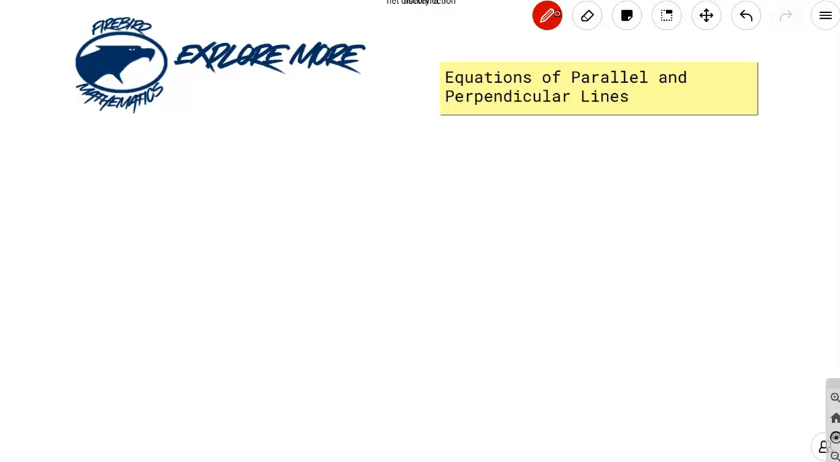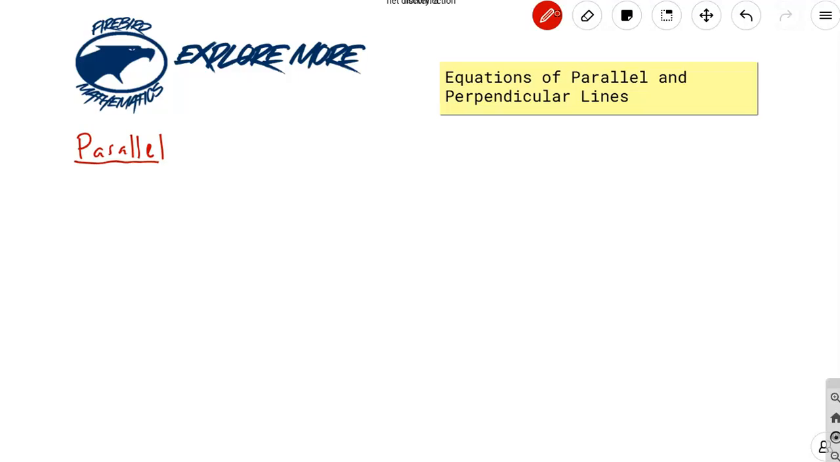So you've been talking a lot about slope and a lot about the equations of lines in your Algebra 1 classes. But when we dive more into some Algebra 2 and even some geometry next year, we talk a lot about parallel lines and perpendicular lines. So let's just have a quick definition of each.